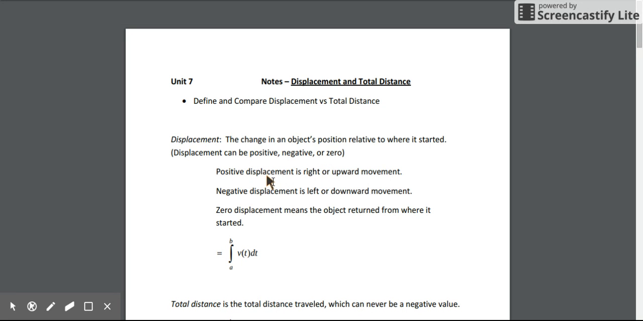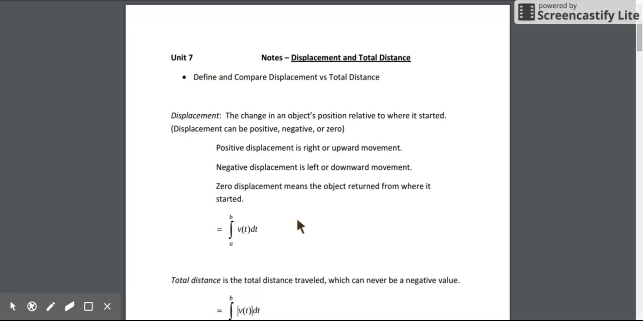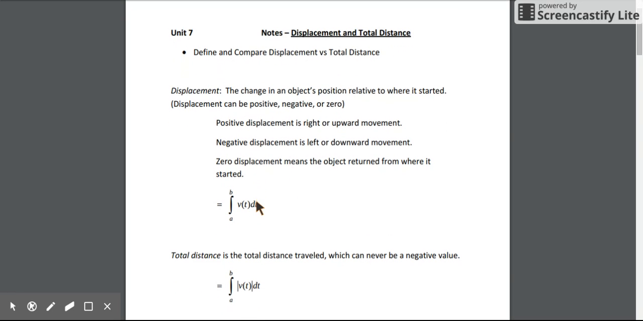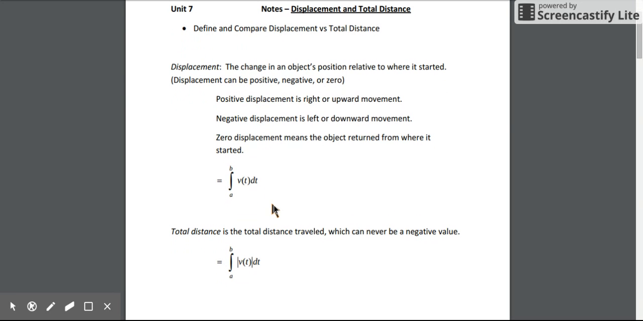A positive displacement would mean that our object moved in a positive direction, meaning moved to the right or moved up. A negative displacement would mean that our object was either moving left or down. And a zero displacement means that our object returned to where it started, or returned to its initial position. We can find displacement of an object by integrating the velocity, or the rate at which something is moving. That would give us our position change, which is called displacement.